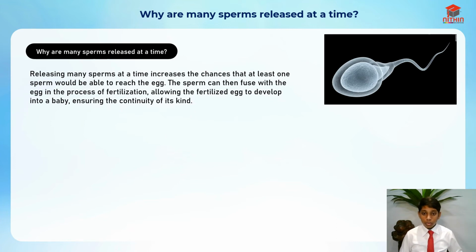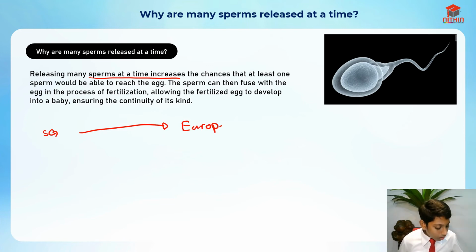Okay, you have to know something. Why are there so many sperms? Isn't releasing just one enough? Because for the sperm to travel from the vagina to the fallopian tube, it's actually like a human going from Singapore all the way to Europe. So that's how long it is.